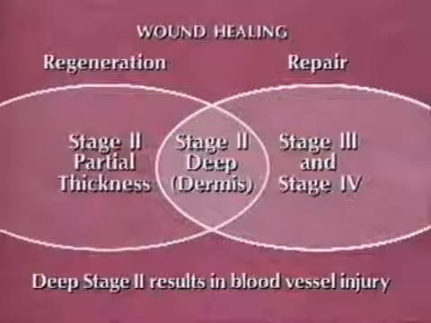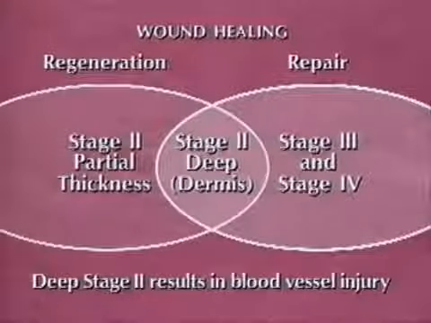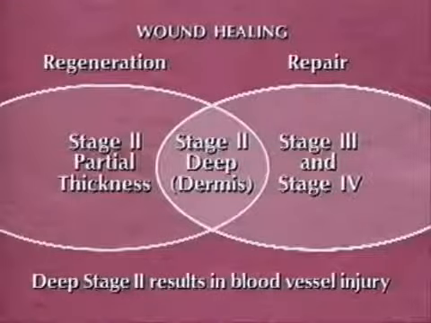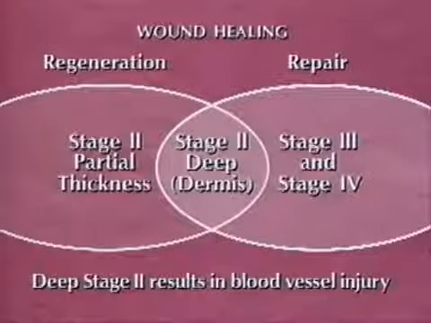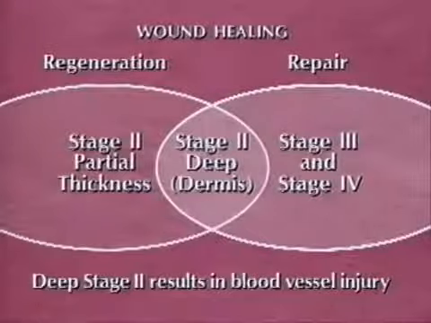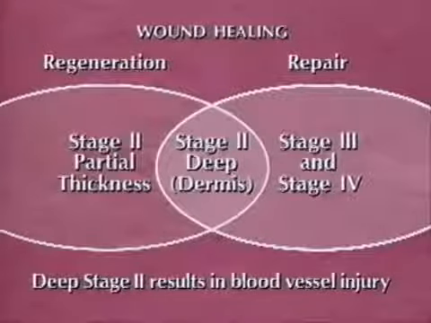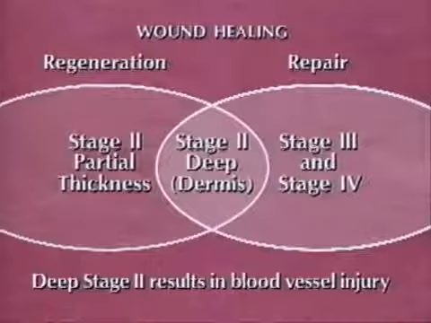Be aware that a deep stage 2 ulcer will epithelialize like a superficial ulcer because they're both partial thickness ulcers, and the deep ulcer will granulate like a full thickness ulcer because it affects the dermis. It undergoes both types of healing, tissue regeneration and tissue repair, because unlike the epidermis, the dermis is vascular. When blood vessels are injured, connective tissue is synthesized, producing granulation tissue. This does not happen in a superficial stage 2 ulcer.